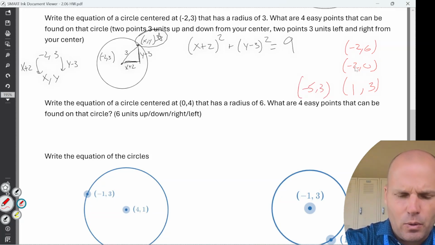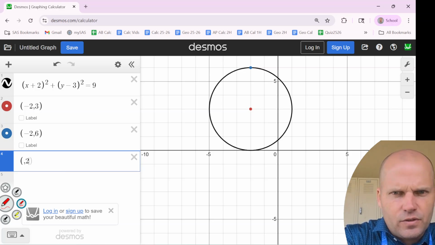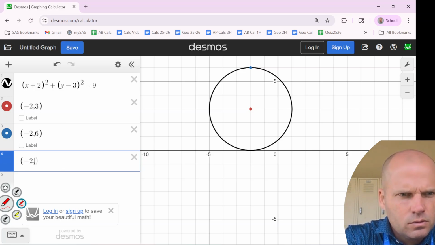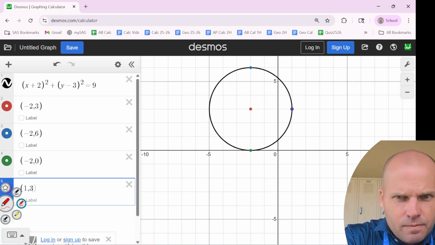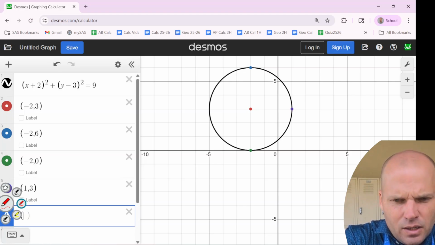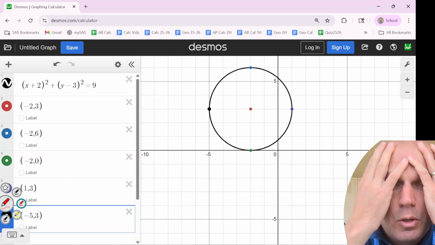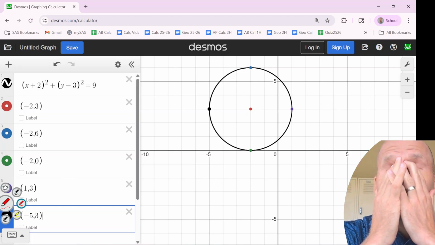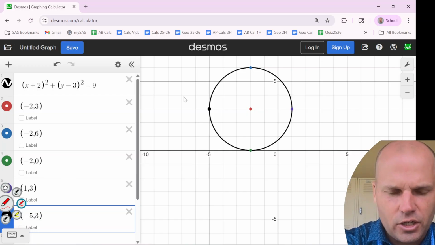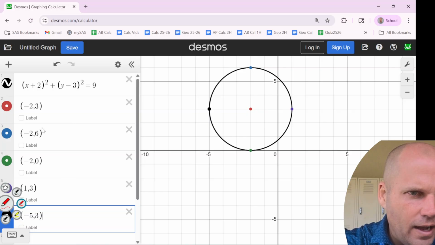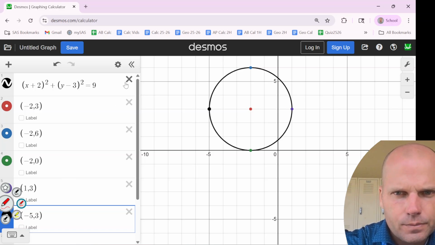We could also plot all of these points. (−2, 6). (−2, 0). Great. (1, 3). And (−5, 3). And it's like, this is it, guys. This is what we want to see. This is what Desmos allows us to do, is check and make sure the points that we expect to be on our circle are. The other points are harder to find. They could be found, but they're harder to find. Okay? Great.